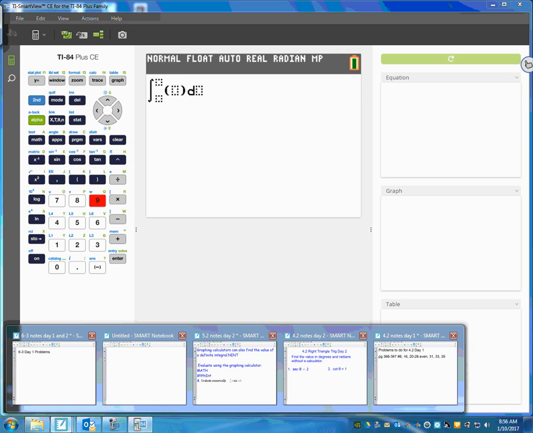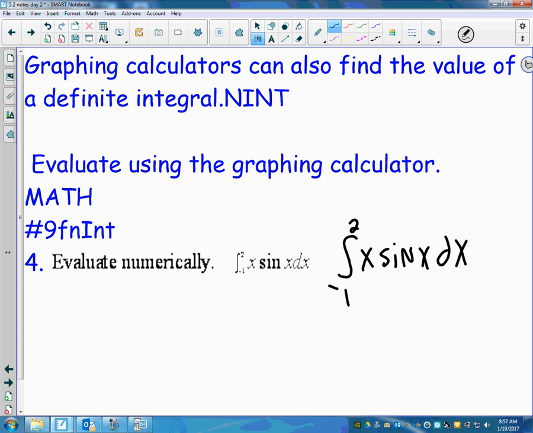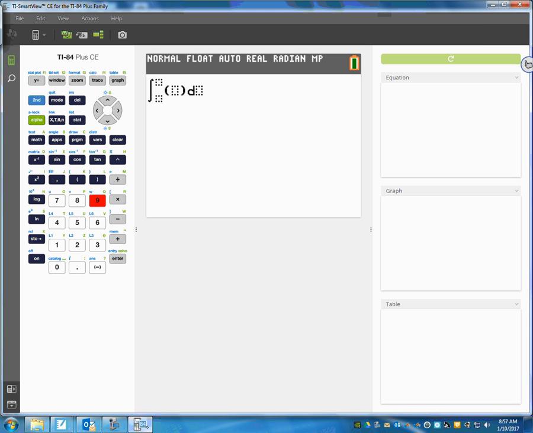So it says evaluate numerically. I don't know if you read that or not, but that's your integral from negative 1 to 2 of x sine of x dx. So from negative 1, and you can use your arrows to go to all of them, and then x sine of x.